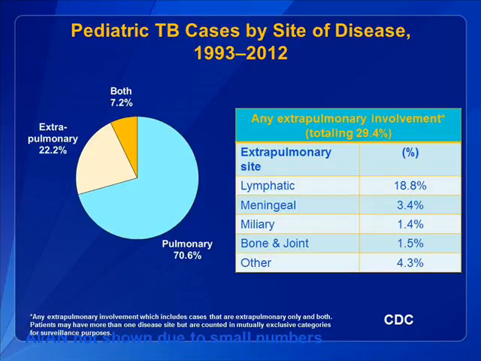But if you look at these pediatric cases by site of disease, by far the most common extrapulmonary site is the lymphatic, the cervical, what we call scrofula, 18.8%. Meningeal is about the second most common, but again, only 3.4% of the TB cases in these very young children. In the pie chart to the left, over 70% is pulmonary, and the rest are extrapulmonary, of which the two most common are the lymphatic and the meningeal.